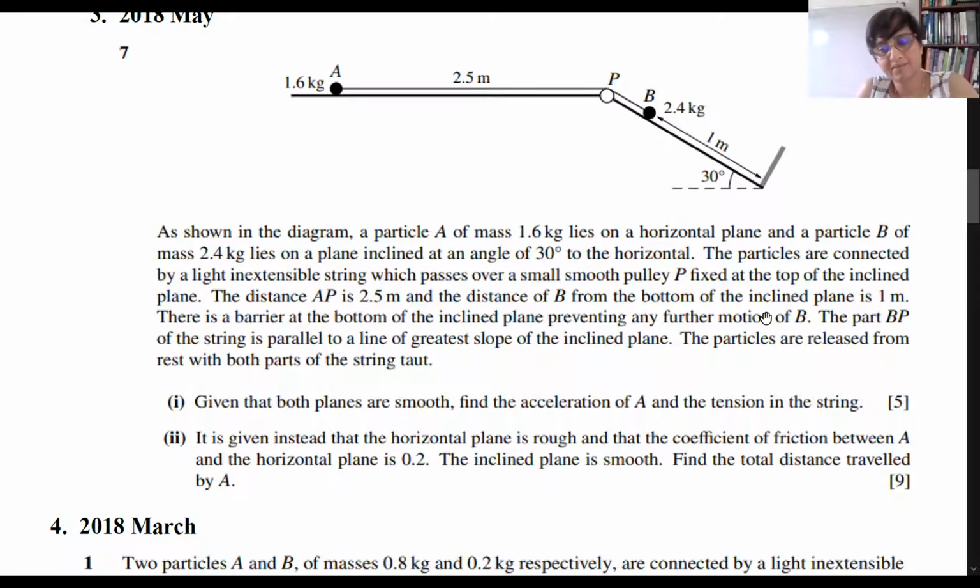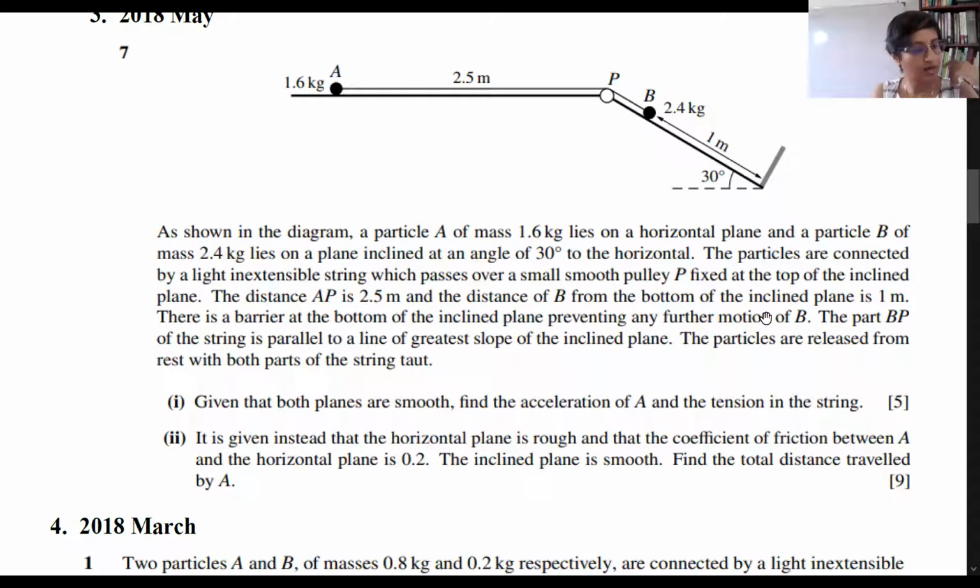So it is given the inclined plane is smooth. That's what they say. Yes, miss? Yes. So only the inclined plane is smooth. Like you said, mark the new forces. So the forces acting on particle A, there would be an additional force acting on particle A. That's friction. Forces acting on B would still be the same.